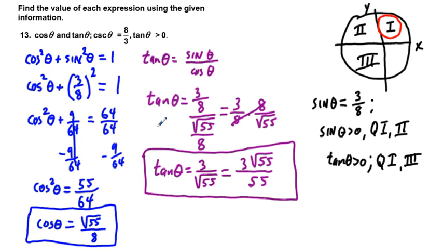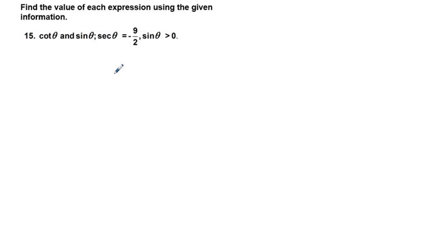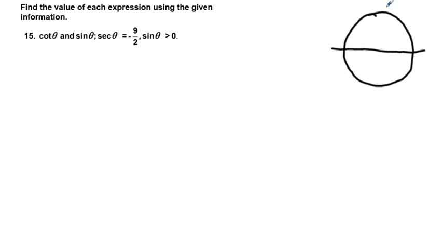Now our last algebra problem in this set is problem 15. And we're going to examine where this angle is located. Here we draw the x-axis and y-axis. Secant theta is related to the cosine. So cosine theta equals 1 over secant theta, which is just the reciprocal of secant theta. So we're going to have negative 2 over 9.